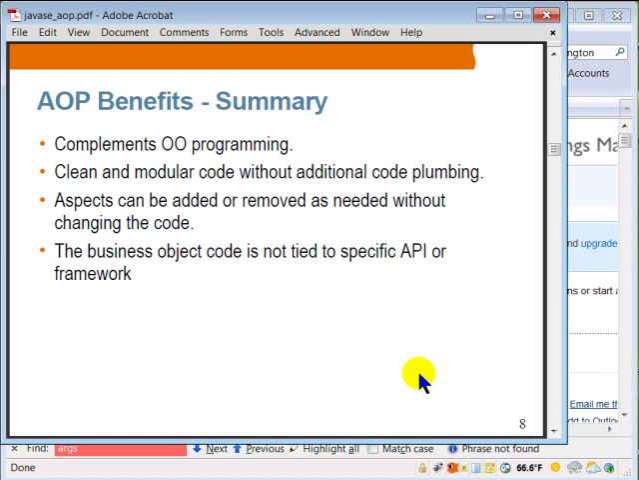Okay, a question from Naidu: is Java AOP part of Java EE 6? The answer is yes and no. Java EE has what is called CDI, and CDI has what is called interceptor functionality, which actually provides AOP-like functionality. So in a sense, Java EE provides AOP-like functionality under a different name.